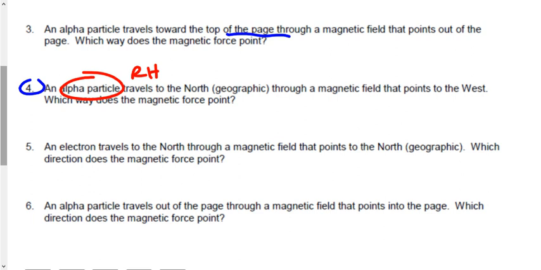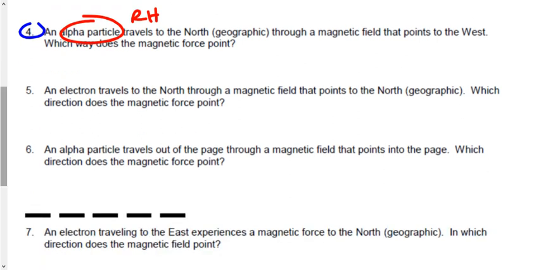Yeah. Number 6, an alpha particle travels out of the page to a magnetic field that points into the page. Once again, it's an alpha particle. If I have to use a hand rule, it's a right-hand rule. Traveling out of the page, so a magnetic field that points into the page. What do we know about that particle versus the magnetic field? They're parallel, which means the force is what? There is no force, right? The force is 0.